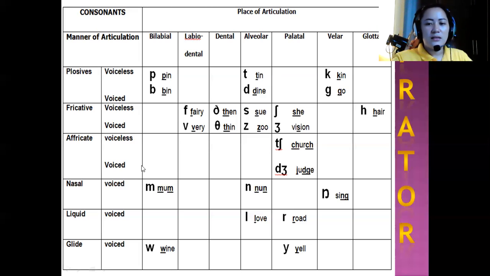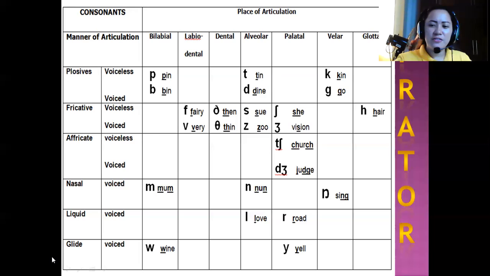Next, we also have the nasal. From the word nose, you will be releasing air. Since it's bilabial, there is no releasing of air out from the mouth. So the releasing of air is done out from the nose. That's why it's called nasal. It's tickling at the nose, inside the nose, right there. You can sense the vibration.